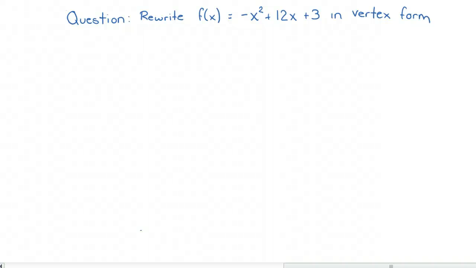Hello. In this video, we're going to rewrite f of x equals negative x squared plus 12x plus 3 in vertex form. The reason why I've picked this example in particular is because the a term is negative 1, and this often causes a little confusion for students. But it's nothing to worry about.